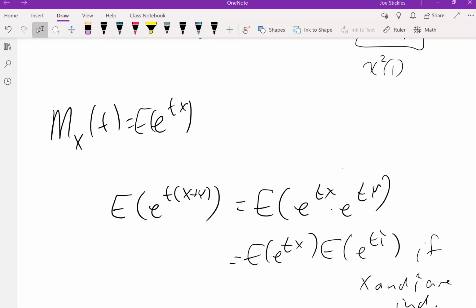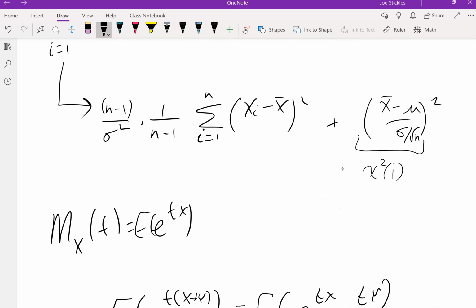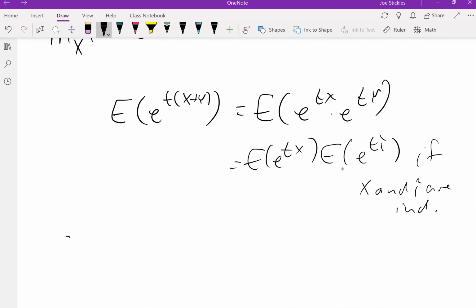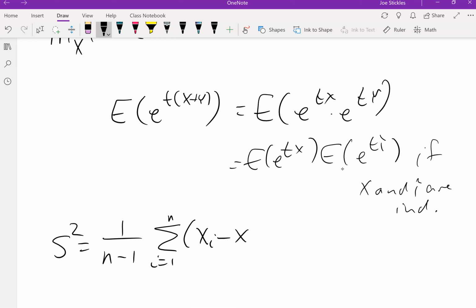Anyway, so back up to this piece here, just to talk about this a little bit more. Without this n minus 1 over sigma squared part, we refer to this part right here as our sample variance versus our population variance, right? The s squared, 1 over n minus 1, sum i equals 1 to n of x sub i minus x bar squared. That's our sample variance, is usually what we call this.